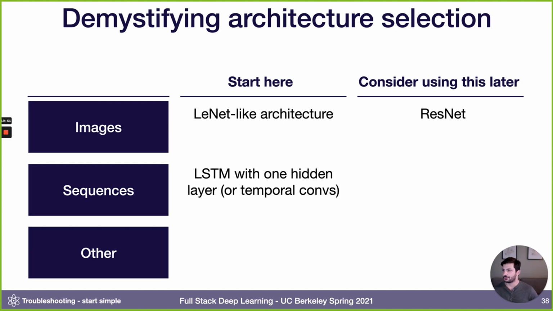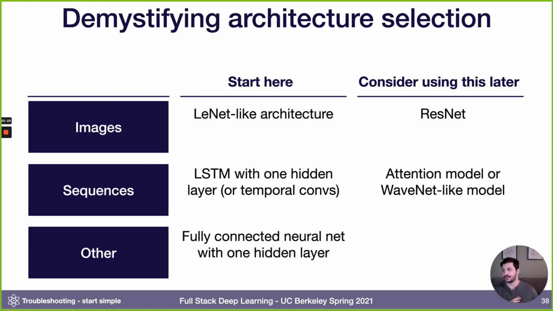If you're working on sequences, then the recommendation that I typically made, at least as of a couple of years ago, was to start with an LSTM with a single hidden layer. Maybe starting with the transformer now could be equally valid, if not more valid, although a transformer is still a little bit harder to implement the first time. And then as your project gets more mature, you should consider moving to a transformer or a WaveNet-like model.